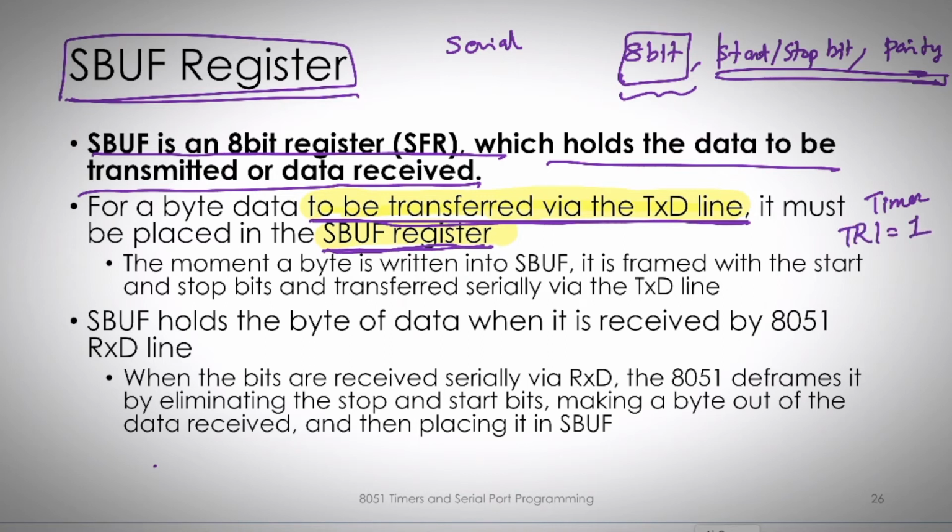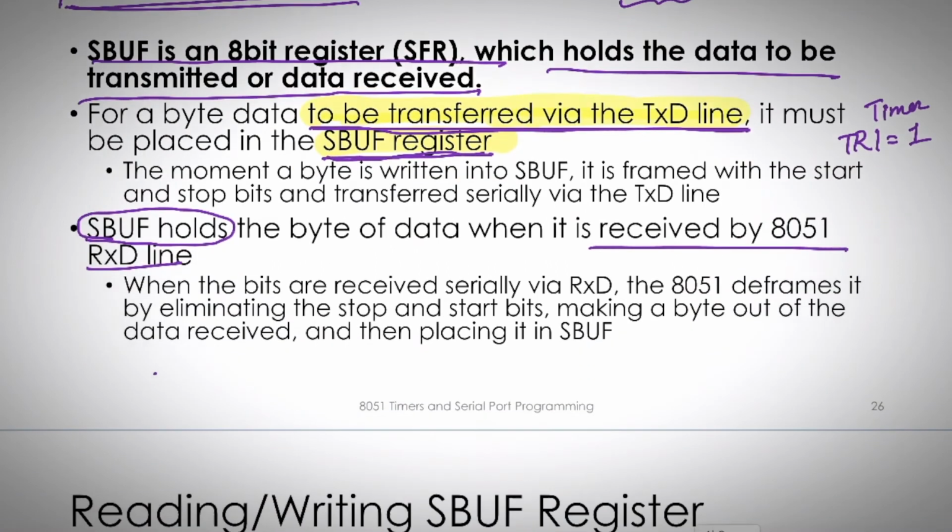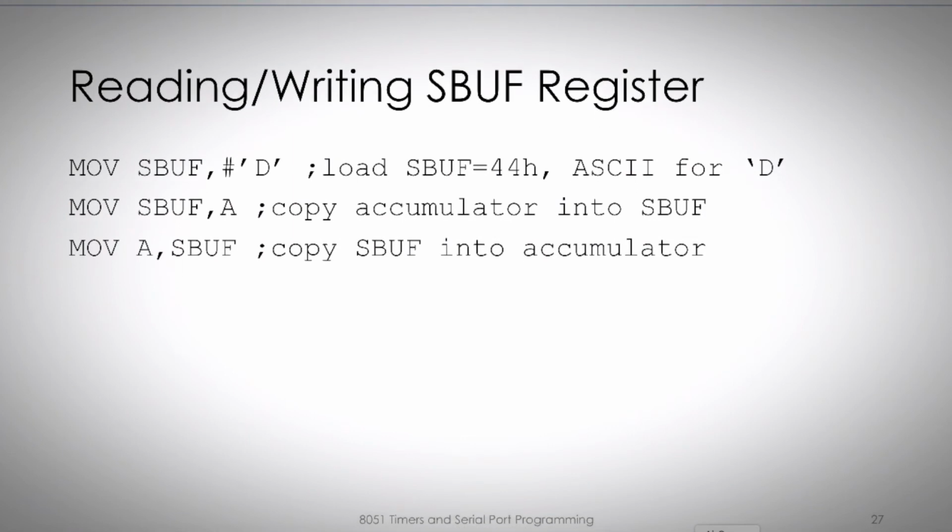Similarly, while receiving, whatever data is received by the RXD line will be stored in the SBUF register. So remember one thing, there is one SBUF register which will be used for transmitting the data as well as receiving the data. However, you have instructions to copy that value from the SBUF register to the accumulator and then perform operations on it. And that can be done using this method, right?